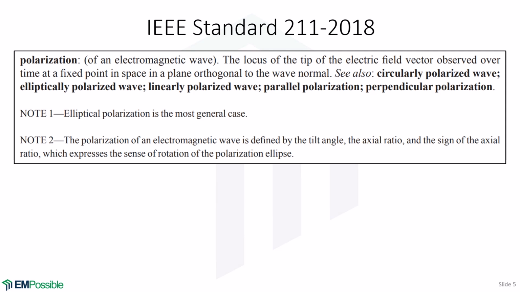Now let's take a look at the IEEE standard definitions of polarization. And this is of an electromagnetic wave. There are actually other ways polarization is used, for example, when a material becomes polarized and charges are displaced. So here we're talking about an electromagnetic wave. IEEE defines it as the locus of the tip of the electric field vector observed over time at a fixed point in space in a plane orthogonal to the wave normal.